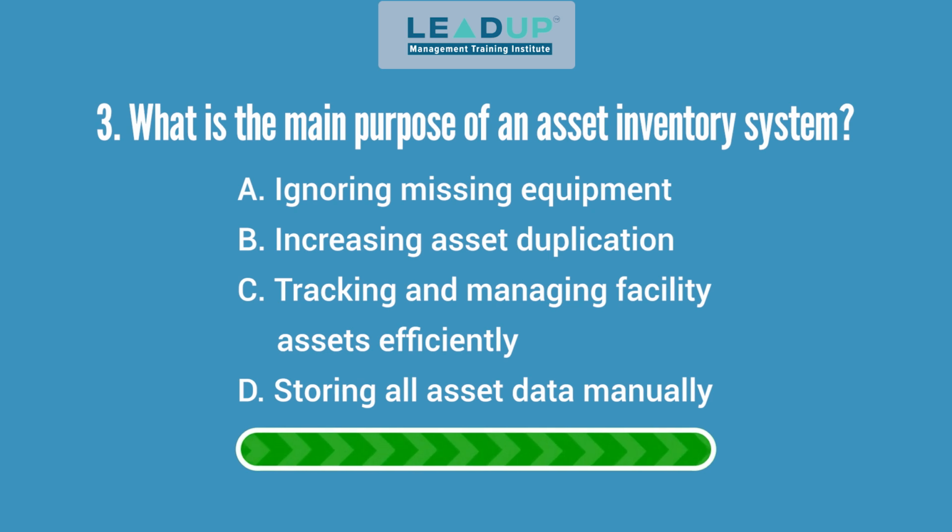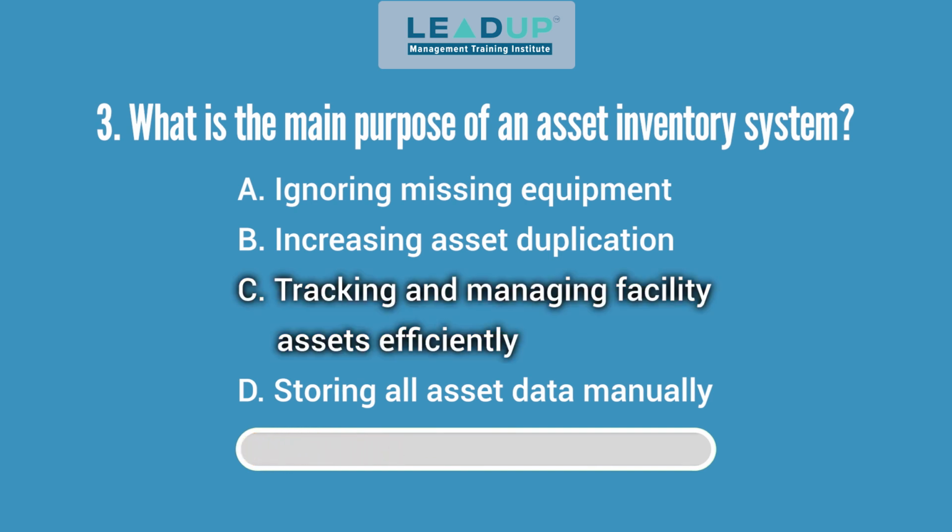Question 3. What is the main purpose of an asset inventory system? A. Ignoring missing equipment. B. Increasing asset duplication. C. Tracking and managing facility assets efficiently. And D. Storing all asset data manually. Answer: tracking and managing facility assets efficiently.